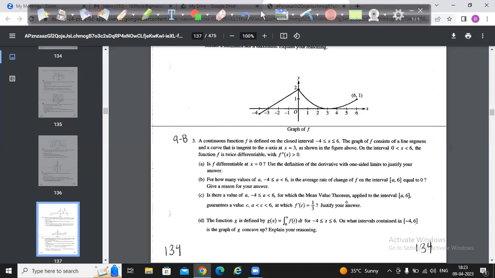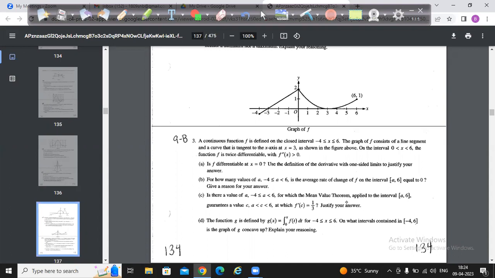Is f differentiable at x is equal to 0? Use the definition of the derivative with one-sided limits to justify your answer. Definitely by looking at the function itself, we can say the function is not differentiable. Immediately your answer will be no. The function is not differentiable at x is equal to 0 will be your answer.